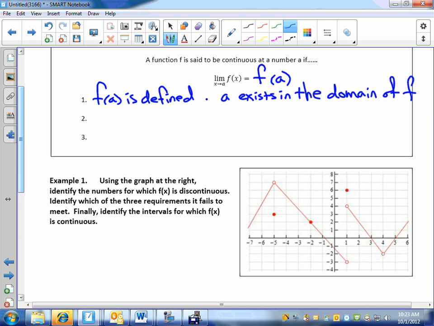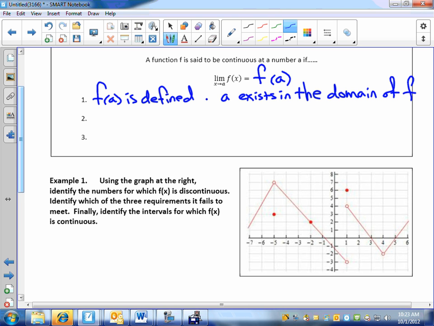f of a is defined. a exists in the domain of f. For example, suppose I had the function 1 over x. At what value is 1 over x not defined? 0. So therefore f of x would not be continuous at 0. So it has to be defined.